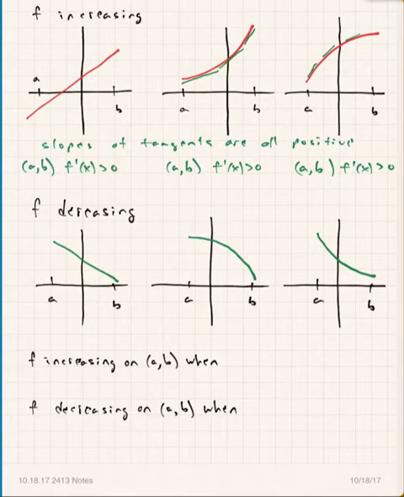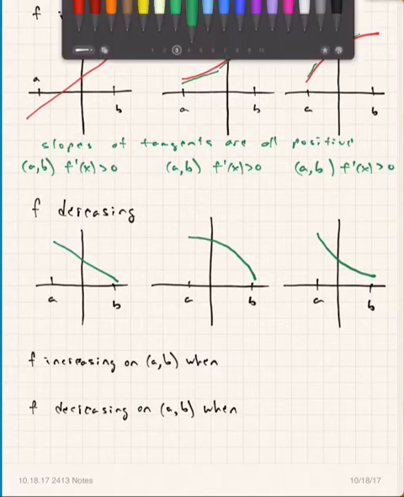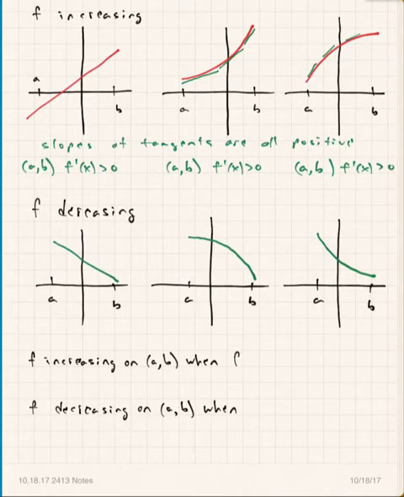And so you can see at the very bottom of the page, I've got f increasing on AB when, and what we could do is we could finish that punchline by saying when f prime of x is greater than 0 for all x in the interval from a to b. Right? If the derivative is positive everywhere in that interval, then that function is going to be increasing on that interval.